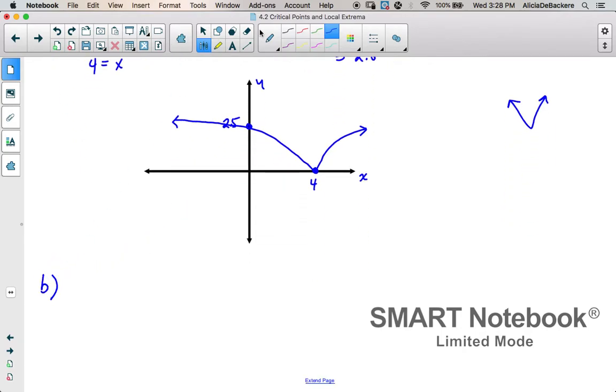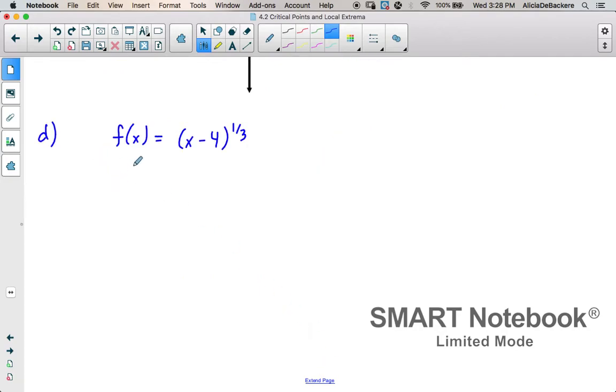All right, we're moving on to part D though. So the equation for D is very similar to above, but now we've got a 1/3 exponent. So I'm going to take the derivative because I need the critical points.